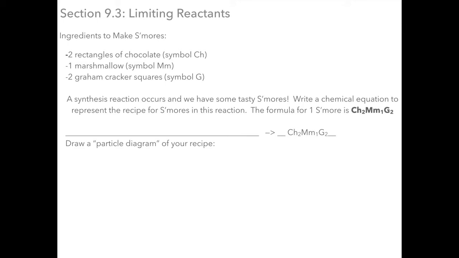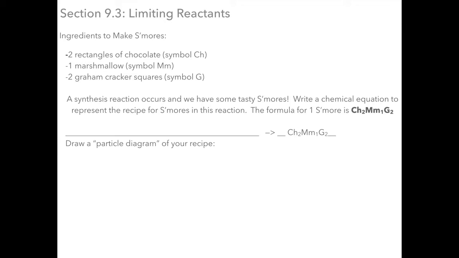Okay? So what I'm going to do really quickly, to make a s'more, you need 2 rectangles of chocolate, you need 1 marshmallow, and you need 2 graham crackers. So to write the chemical reaction, my product I've already written for you because they're bound together. You have CH2MM1G2. Fine. That looks great.